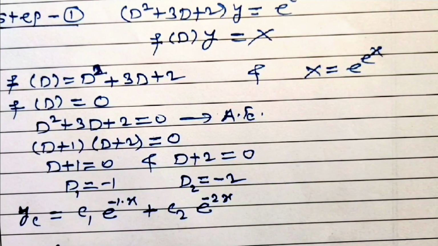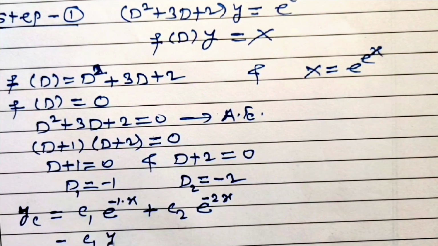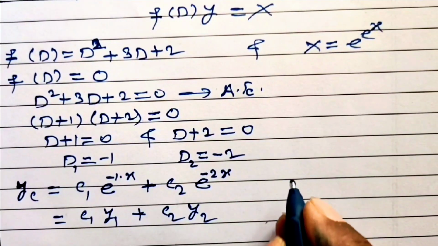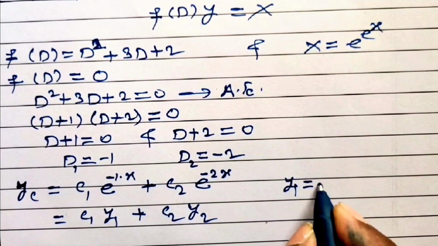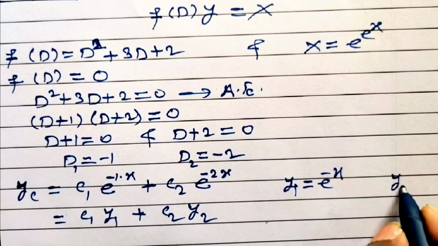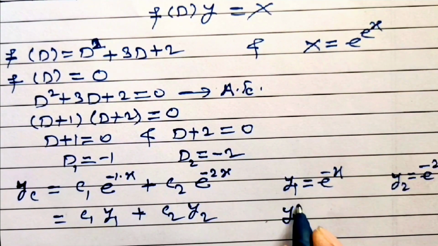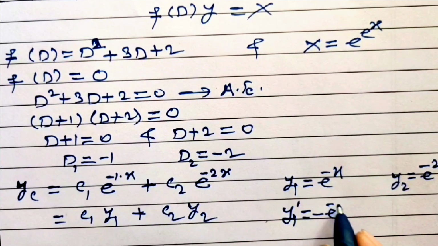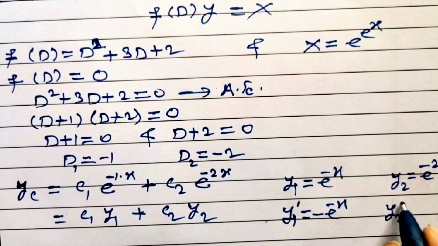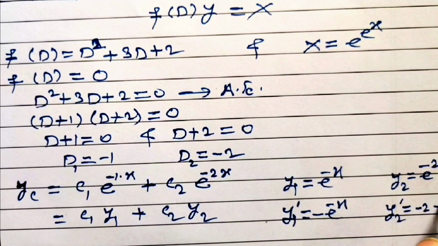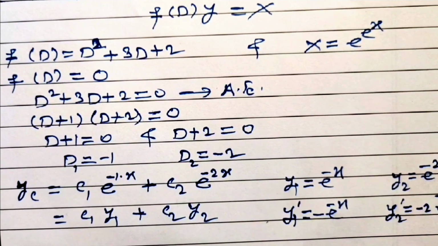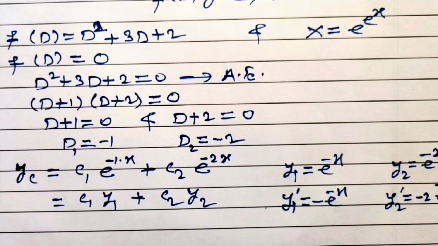Compare this with c1 y1 plus c2 y2. Hence we can write y1 is equal to e to the power minus x and y2 is equal to e to the power minus 2x. y1 dash is equal to minus e to the power minus x and y2 dash is equal to minus 2 e to the power minus 2x. Now we can easily find Q.